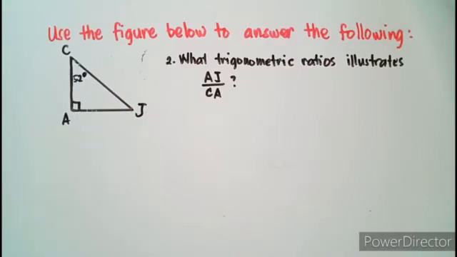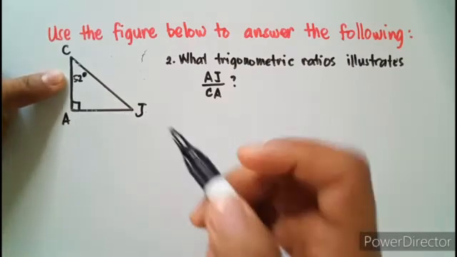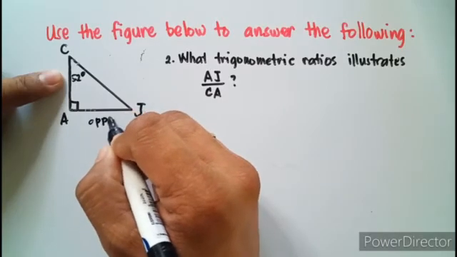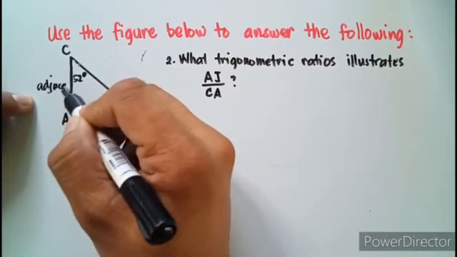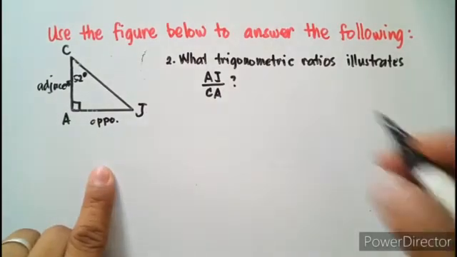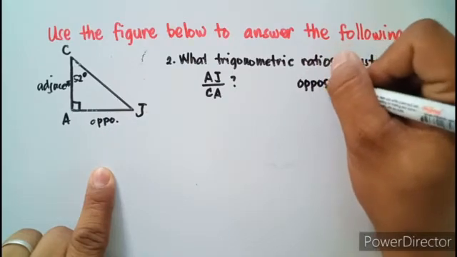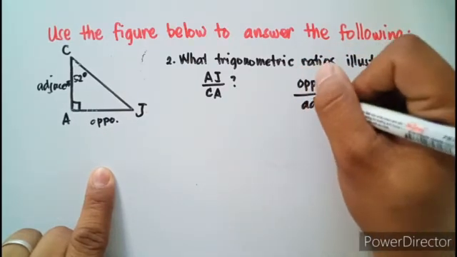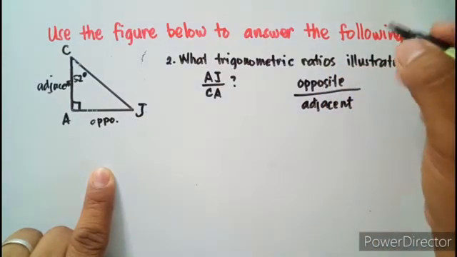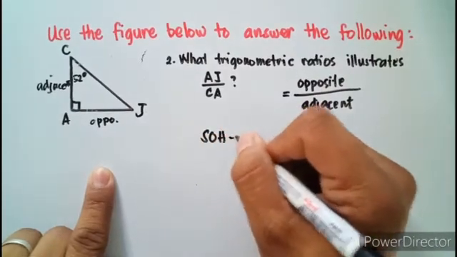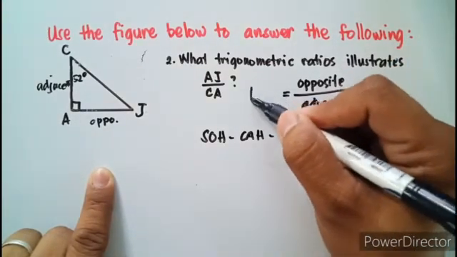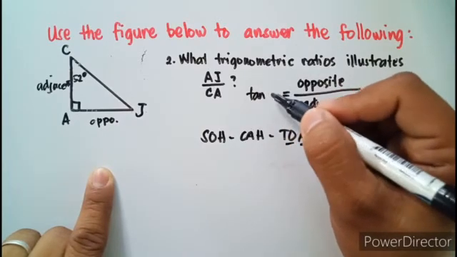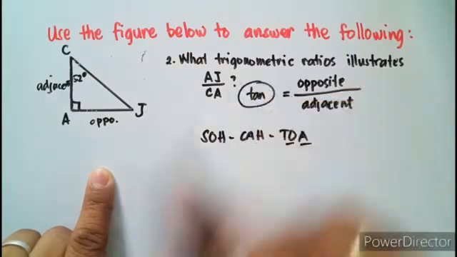Number 2, what trigonometric ratios illustrate AJ over CA? So based on our reference, so this is 52 degrees. So we have AJ that is opposite, and CA is our adjacent. So what trigonometric ratio for opposite over adjacent? So that is equal to, opposite over adjacent. So that is tangent. Tangent theta or tangent ratio. So the answer is tangent.